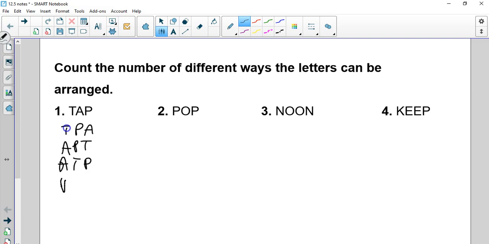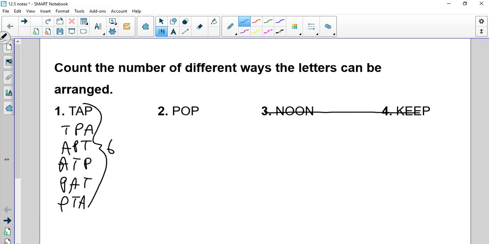Now let's put the P in front. We have PAT and PTA. So that's a total of 6. Okay. Now in number 2, we're not going to do 3 and 4. We'll talk about that later.